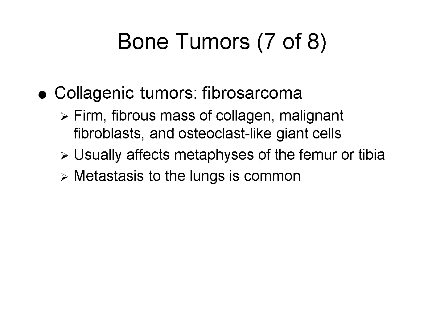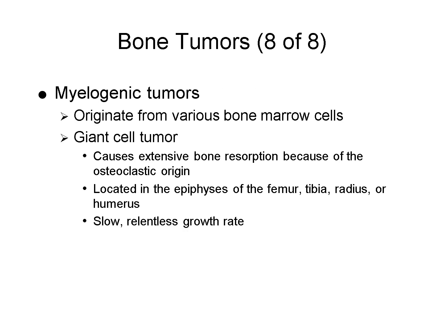Fibrosarcoma is a collagen-producing tumor that forms a firm, fibrous mass containing malignant fibroblasts. It typically arises in the metaphyses of the femur or tibia and frequently spreads to the lungs. Symptoms may include pain, swelling, and restricted joint motion. Early detection improves prognosis. Myelogenic tumors originate from bone marrow cells.